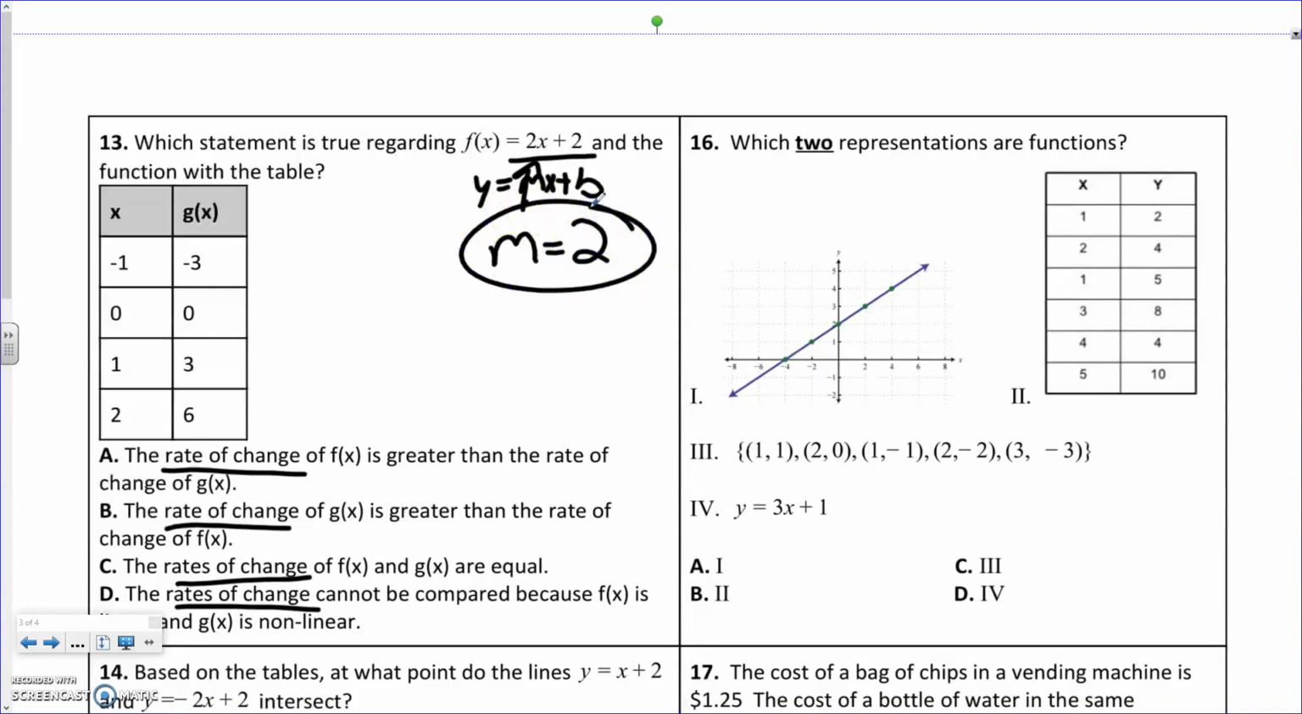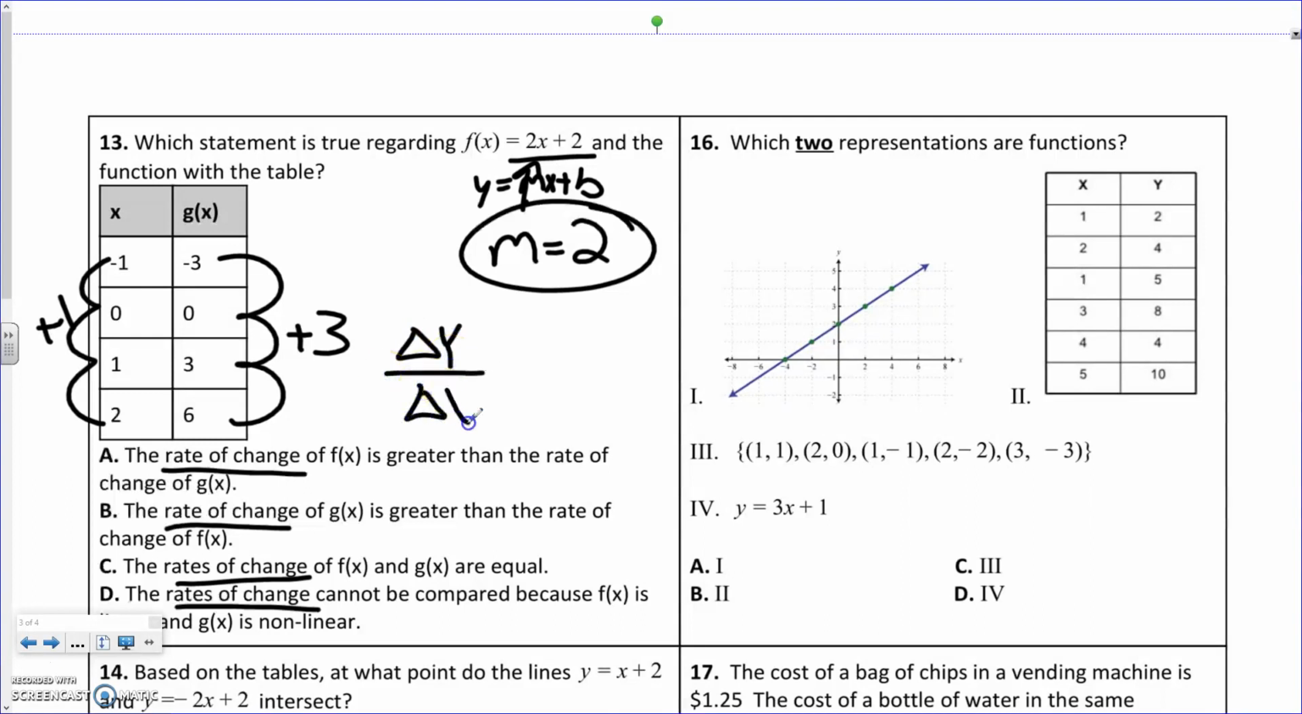To find the slope in a table, all we do is look at the change in y over the change in x. So, the change in x is plus 1. The change in y is plus 3. So, the change in y over the change in x, we know that's set up like so. And the change in y here is 3 over x is 1. So 3 divided by 1 will be giving me a slope of 3.